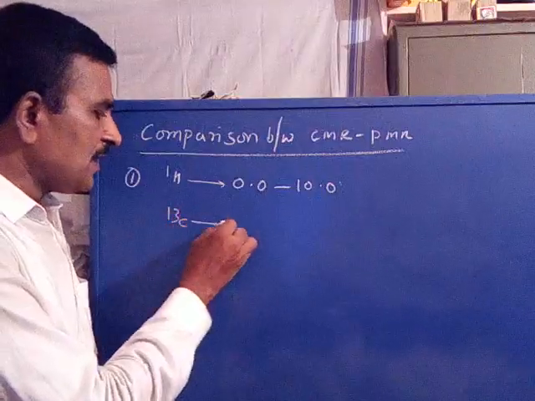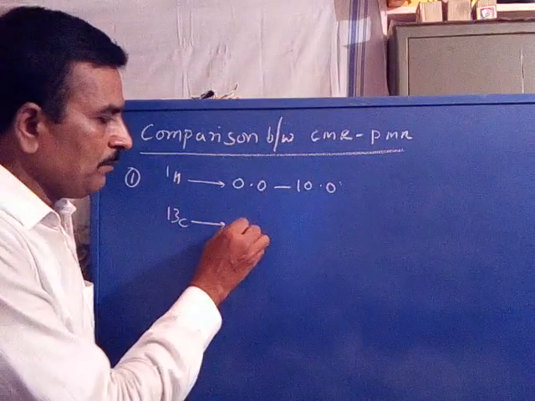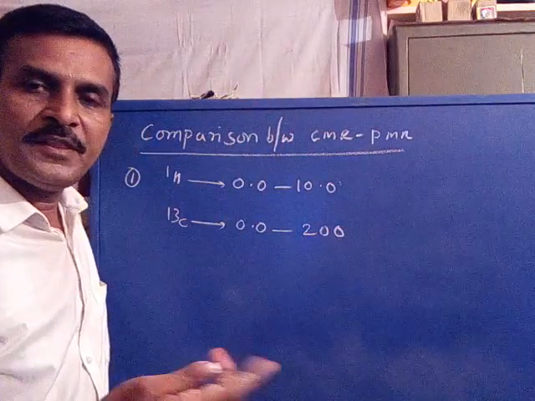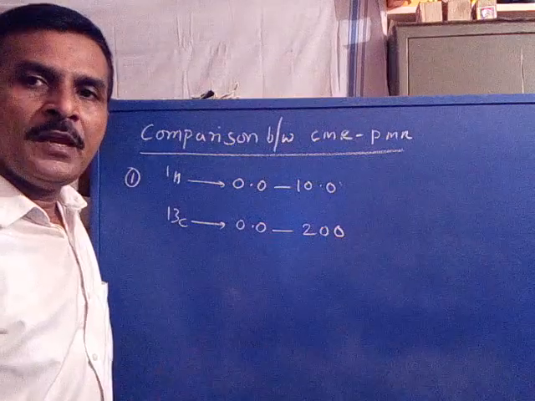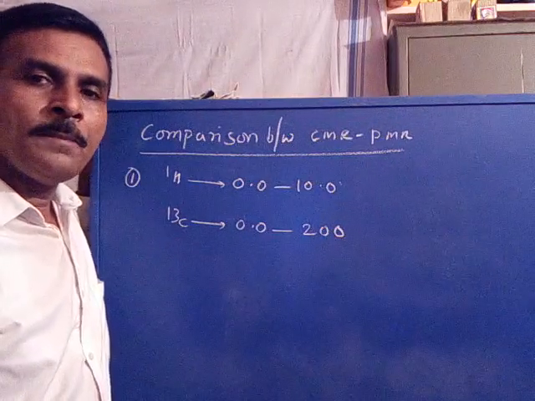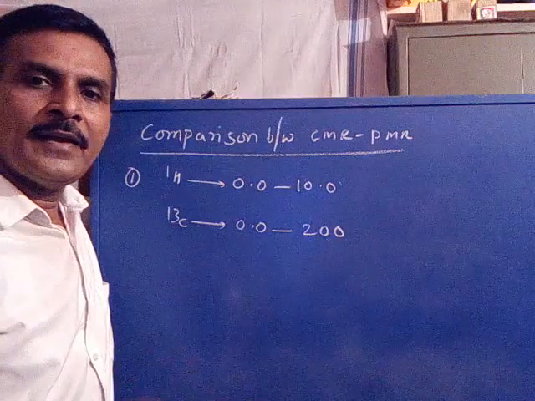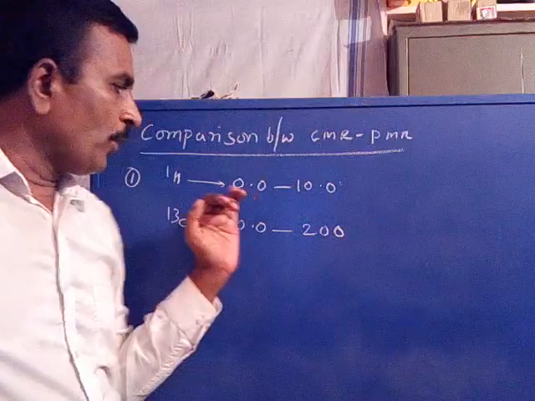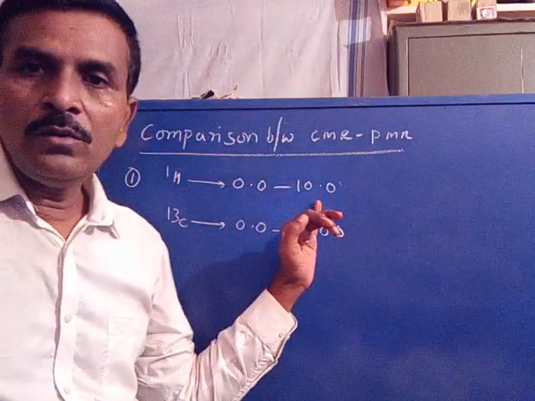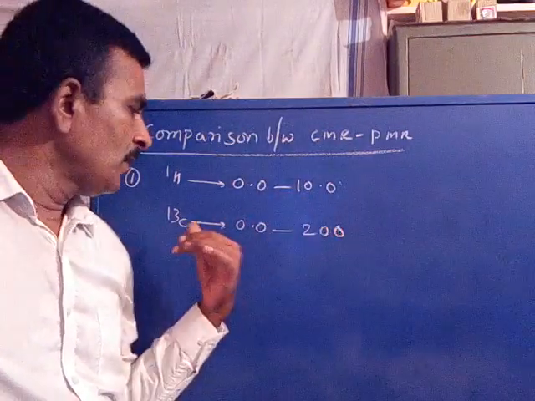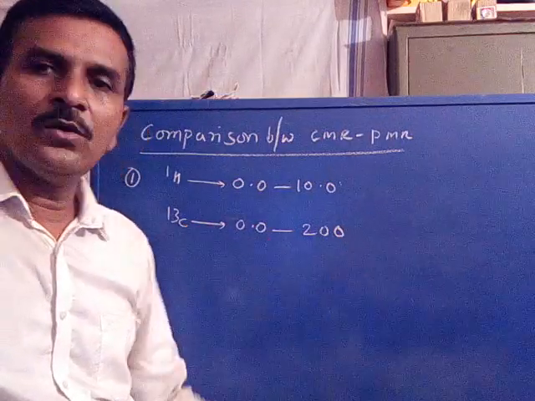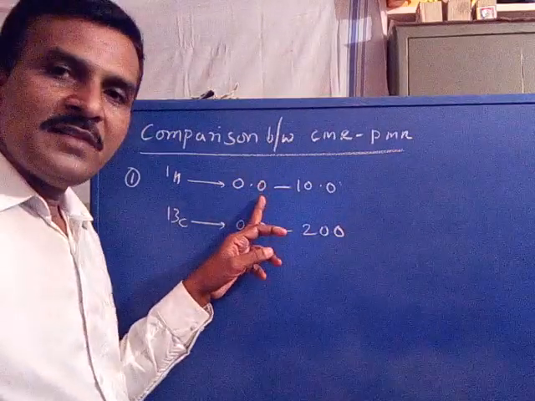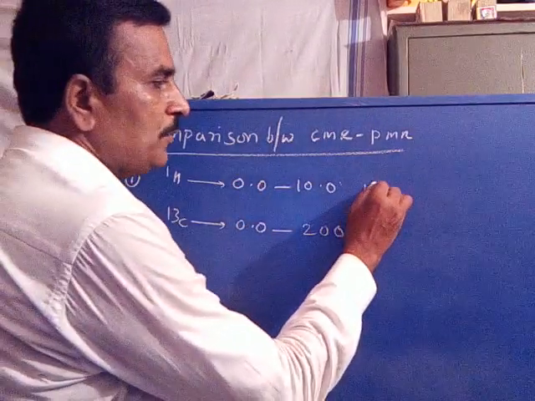Now the carbon signals appear between 0.0 to 200 ppm. Just now we have discussed sp3 0.0 to 55, sp hybridized 65 to 90, and sp2 hybridized 110 to 170, a carbonyl carbon 200 ppm. So the proton signals appear at 0.0 to 10.0 ppm, whereas carbon signals appear at 0.0 to 200 ppm. Therefore, the proton signals always appear at upfield value. This is upfield.